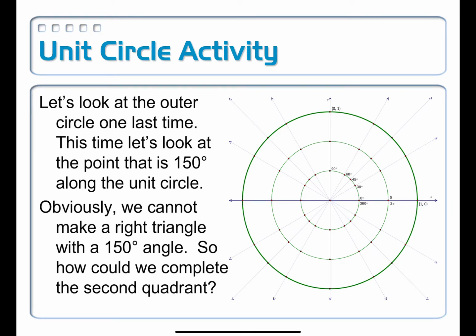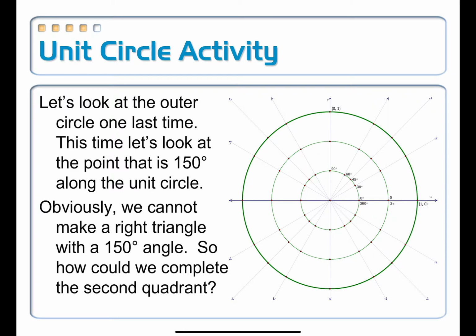Let's look at the outer circle one last time. Remember, the outer circle is actually the unit circle. This time we're going to look at the one that's at 150 degrees, which is this point right there. Obviously you're not going to make yourself a right triangle that has 150 degrees in it. Nah, there's another way to do it.